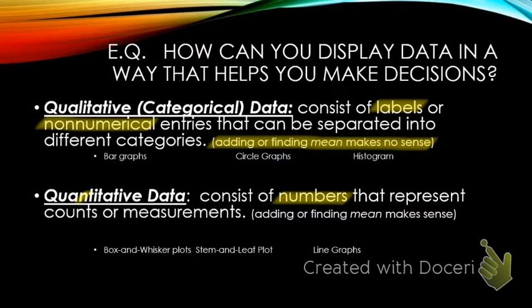Now, also on the flip side, if adding or finding a mean makes no sense, then that's qualitative. Adding or finding a mean makes sense when it's quantitative, okay? So that's why I'm saying, if you'll just keep asking yourself that question, can I find the average? Does it make sense for me to find the average? Then you're going to really quickly be able to tell me if it's qualitative or quantitative.